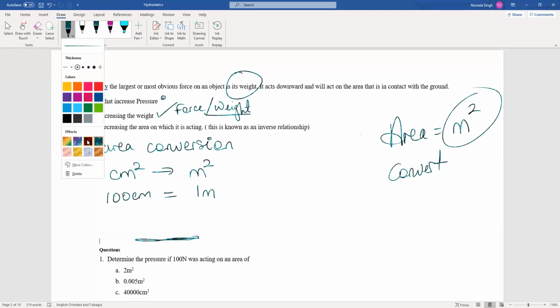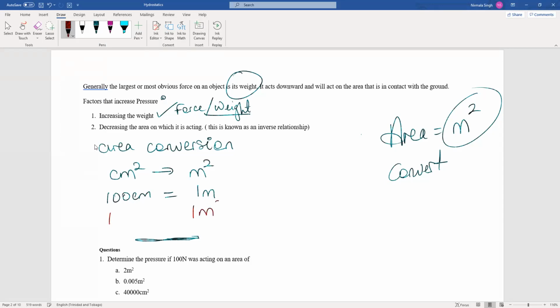Answering yes or no, do you think 1 meter squared will be equal to 100 centimeters squared? Yes or no? Now, of course, if I ask a question, you're all going to be a little suspicious, right? Who says yes, that 1 meter squared will be 100 centimeters squared?